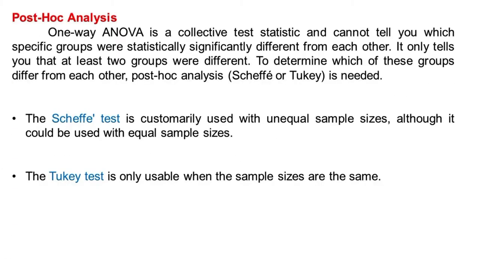One-way ANOVA is an omnibus test statistic and cannot tell you which specific groups were statistically significantly different from each other. It only tells you that at least two groups were different. To determine which of these groups differ from each other, post-hoc analysis is needed. The Scheffé test is customarily used with unequal sample sizes, although it could be used with equal sample sizes. The Tukey test is only used when the sample sizes are the same.